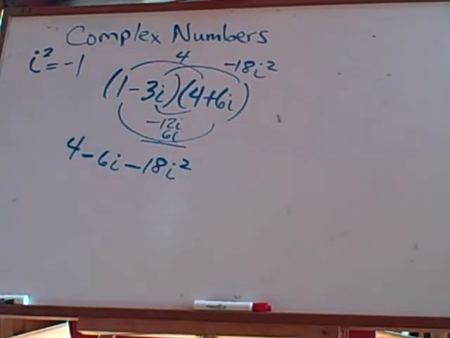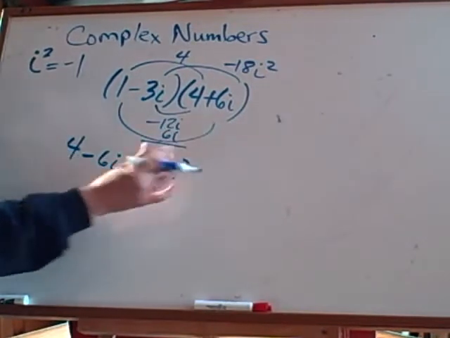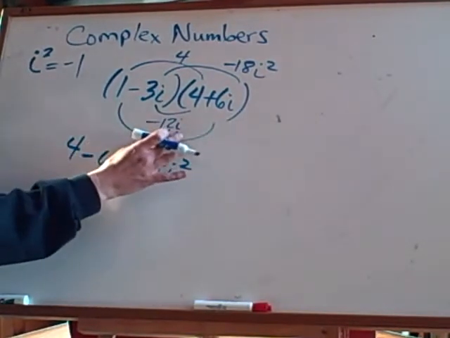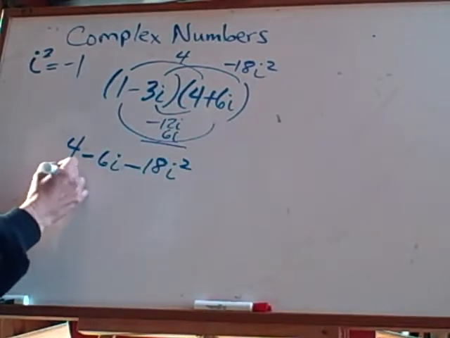We did FOIL, so shouldn't we have 4 terms? We do, but here's mine: 1, 2, 3, 4. But when I write it down here, I go ahead and combine the inner and outer. And so I'm going to rewrite this.